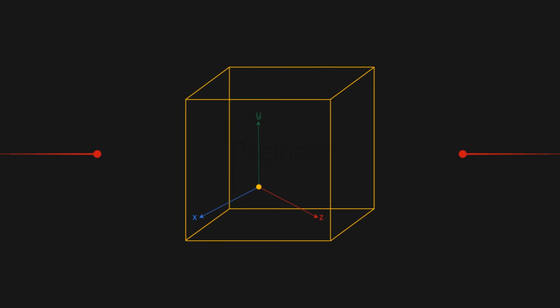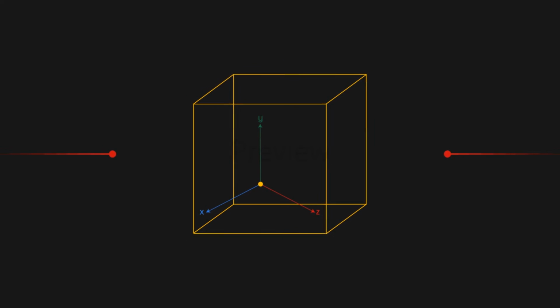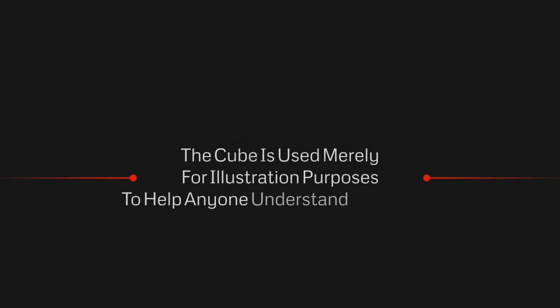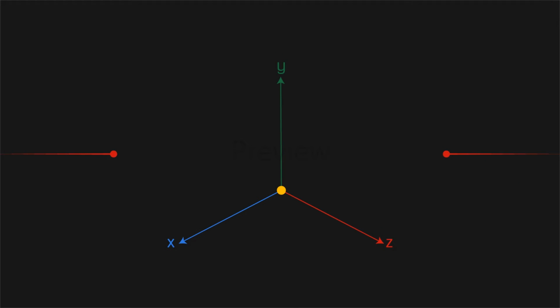Finally, the cube is tridimensional, so we don't need more to model our reality. The cube is merely for illustration purposes to help anyone understand this model. But in reality, as long as there is a tridimensional space, the model works as long as there are 3 axes, x, y, and z.